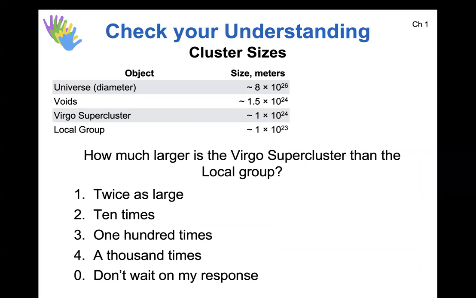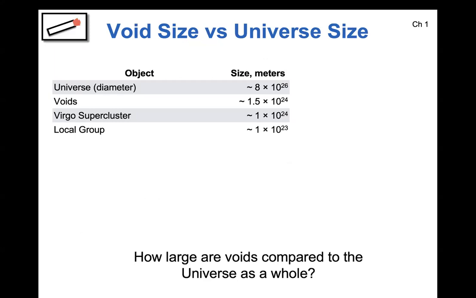So, how much larger is the Virgo supercluster than the local group? I gave it away a minute ago, but who can tell me the answer? I need to get a list so I can call on people. But for now, I'll just take volunteers. 10 times bigger. Thank you. Were you going to say that too? Yeah, I just couldn't figure out how to unmute. Oh, yeah. Technical difficulties. Yep, 10 times bigger. Absolutely. That's powers of 10 for you.